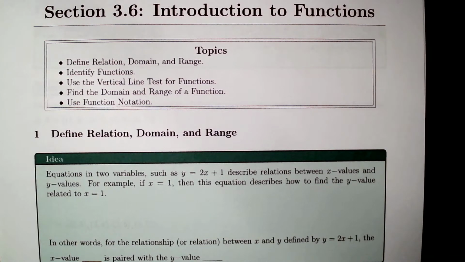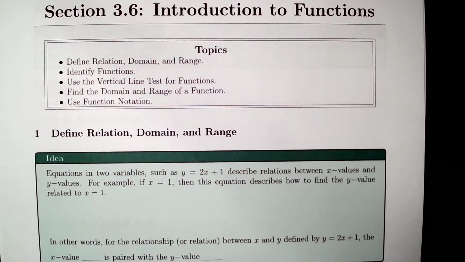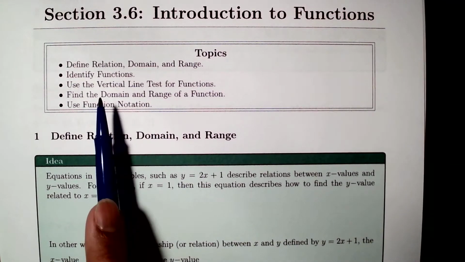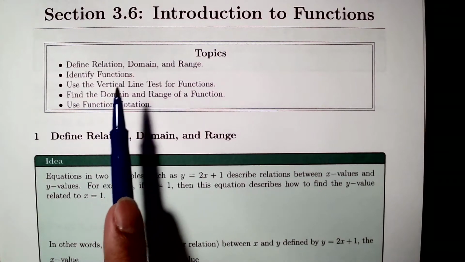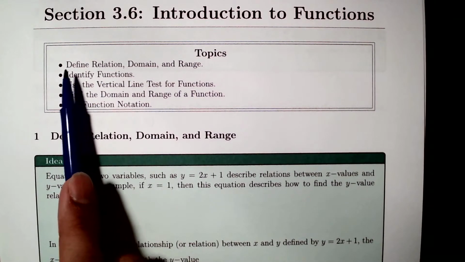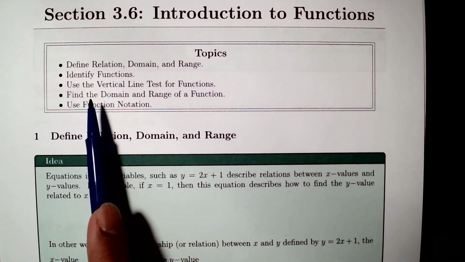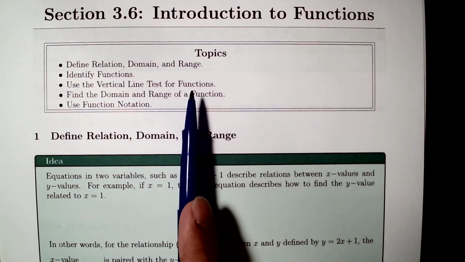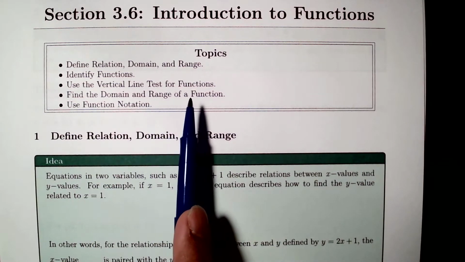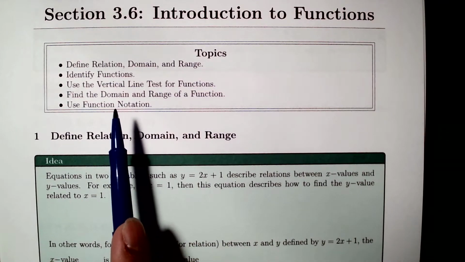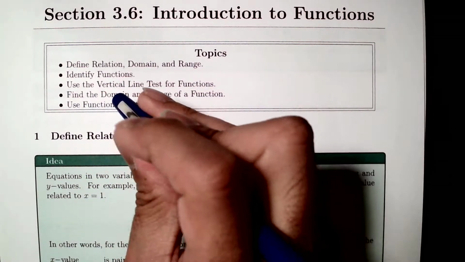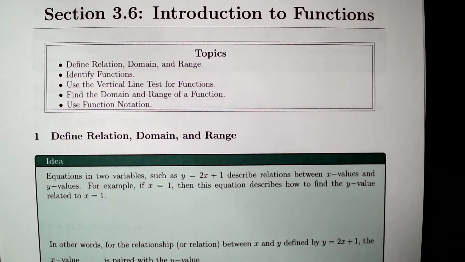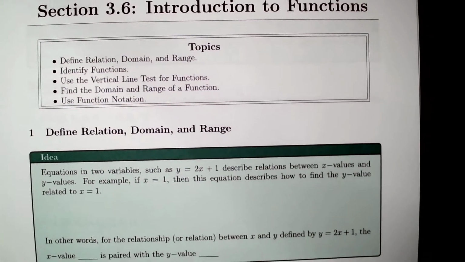Alright, so in this video we go over section 3.6, Introduction to Functions. We are going to define what a relation is, what the domain and the range of a relation are, then identify special relations called functions, then use the vertical line test to determine whether a given graph represents a function, find the domain and range of a function using interval notation and set notation, and get used to function notation. So let's get started with defining relations.